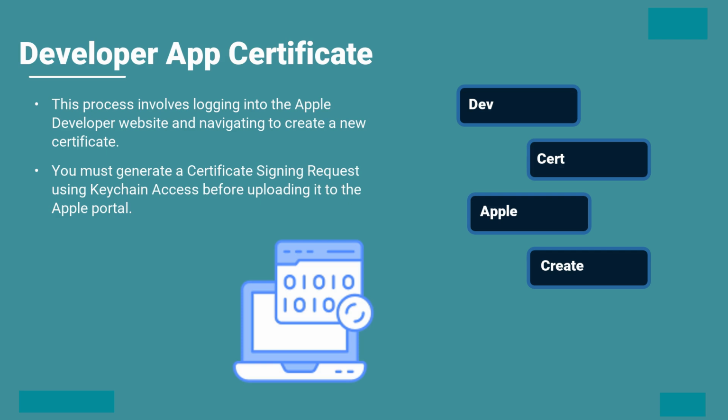To create this certificate, you'll need to generate a certificate signing request, or CSR, using Keychain Access on your Mac. So, open Keychain Access, and from the top menu, select Certificate Assistant. Then choose Request a Certificate from a Certificate Authority. You'll fill in your email and name, select Save to Disk, and then click Continue. This action will give you the CSR file that you'll upload to the Apple Developer Portal. And that's it, you've got your CSR. You're well on your way to setting up your Developer App Certificate.